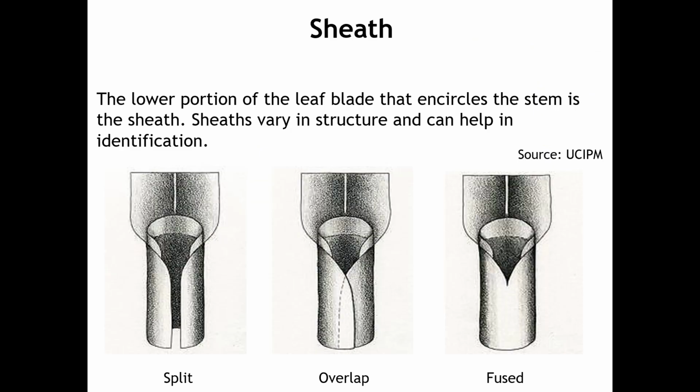Before I talk about the features, let me tell you that the grasses are very difficult to identify from each other. Some of the features that we can use to tell them apart are, for example, the sheath. The sheath is the lower portion of the leaf blade that encircles the stem, and the structures or shapes of these sheaths can be different and help us in identifying them. The sheath can be split, overlap, or fused, as you can see in these pictures.